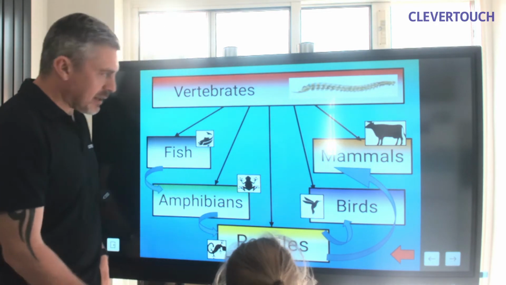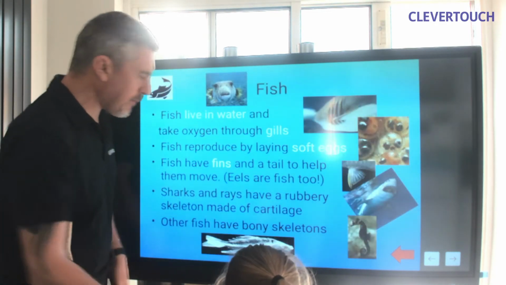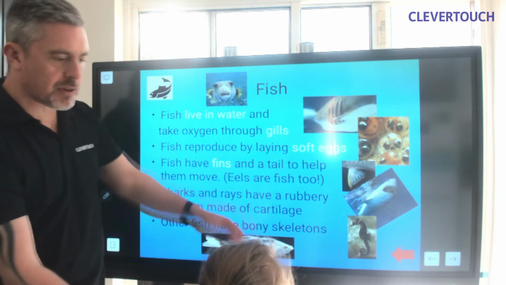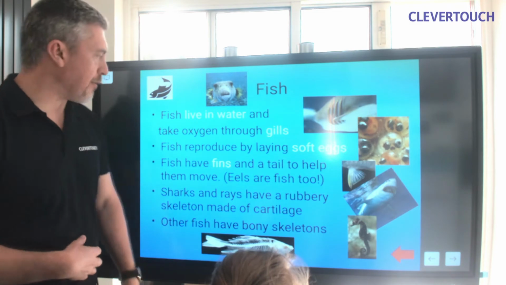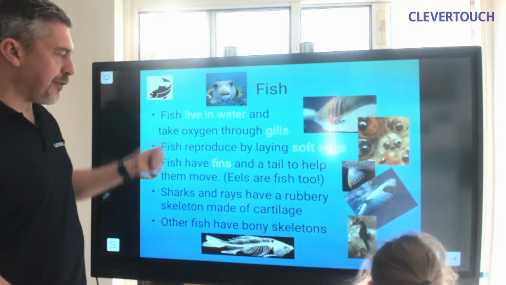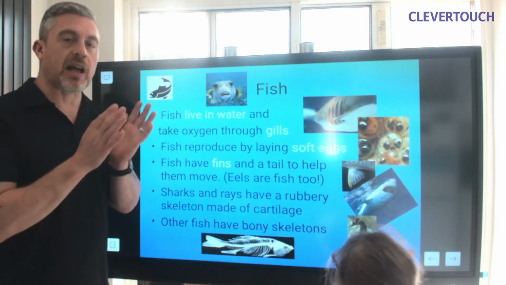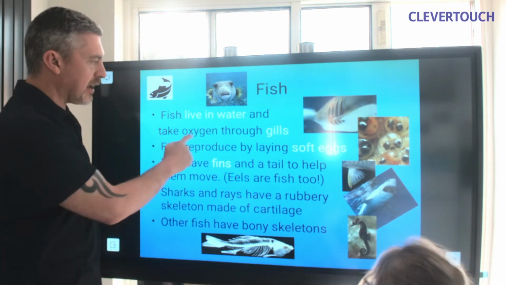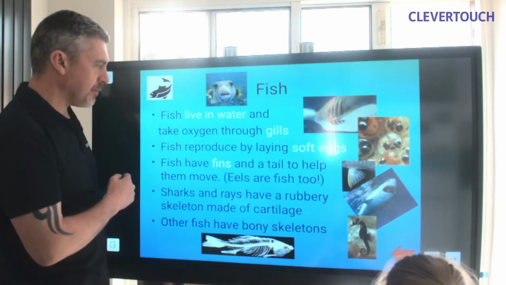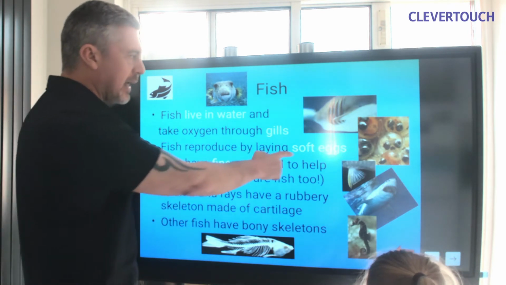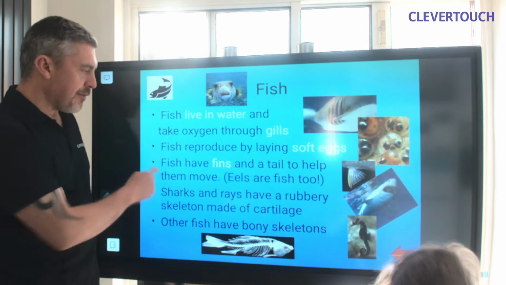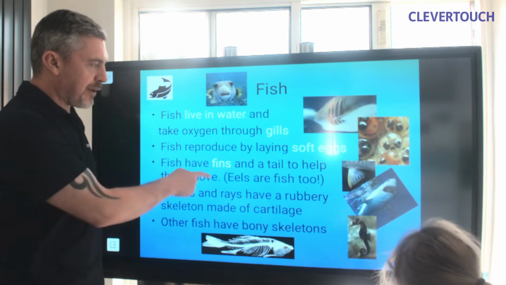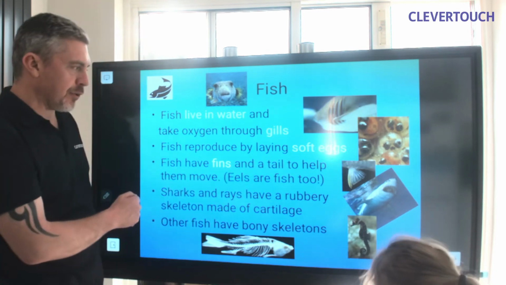Okay, now let's learn about fish first. Come over here, Tallulah. Look at all the pictures of fish on there. Every creature on this board here is a type of fish. So, these are the features that make a vertebrate a fish. Fish live in water and take oxygen through gills. Fish reproduce by laying soft eggs. Fish have fins, so there's a body part to look out for. Fish have fins and a tail to help them move.